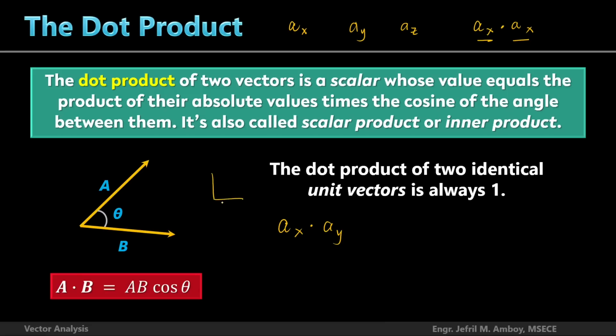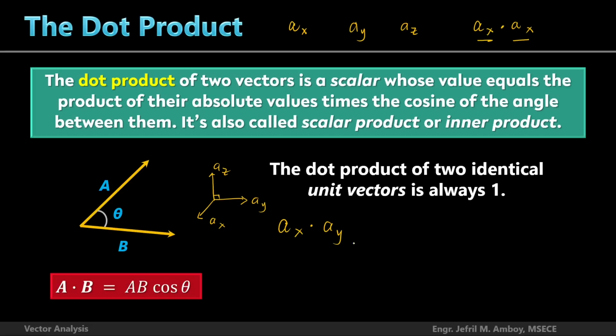Because in the Cartesian coordinate system, this is your ax, this is your ay, and this is our az. So all of them are mutually perpendicular to each other. And remember that if they are perpendicular, what's the angle between them? The angle between them is 90 degrees. And what is the cosine of 90? Cosine of 90 is 0.